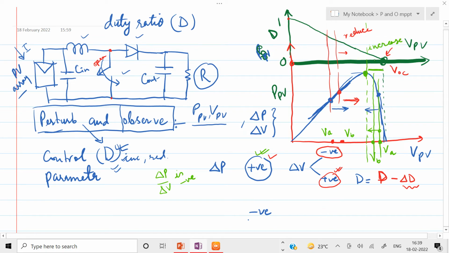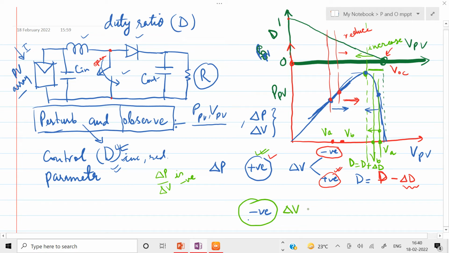Increase the duty ratio. Could see here. If I have to move voltage from here to this side, I have to increase the duty ratio. So that means D will be equal to D plus delta D. Is it fine?